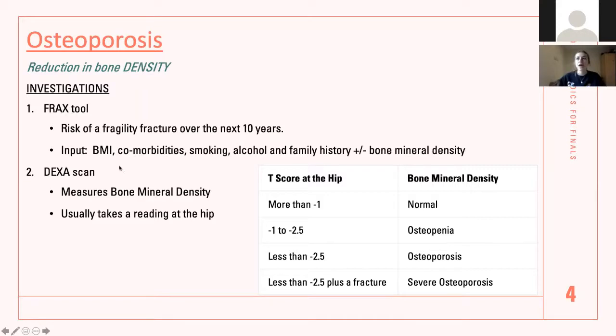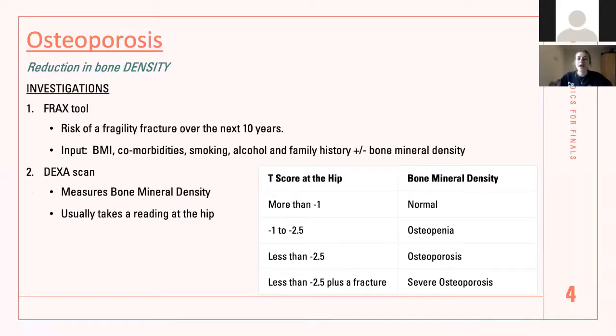In this tool, you need to input the patient's age, their BMI, comorbidities, whether they smoke, how much alcohol they drink, and family history. You can also enter a bone mineral density result, but if you don't have one, you can still use the tool without it. That will give a result as a percentage 10-year probability of having a major osteoporotic fracture or a hip fracture. So that's the first thing you do if you think that someone may have osteoporosis.